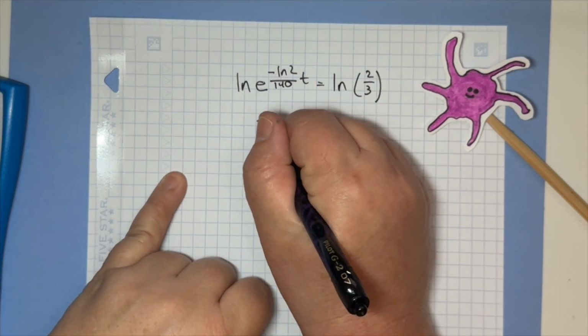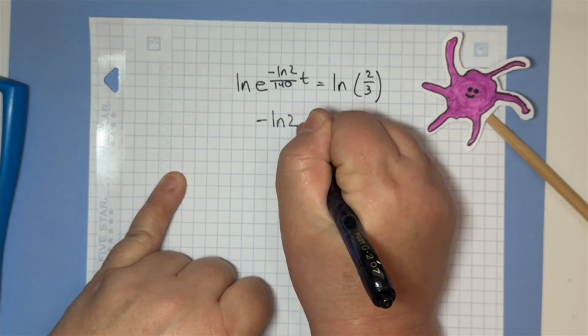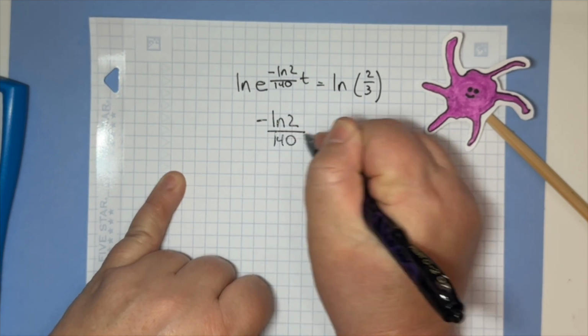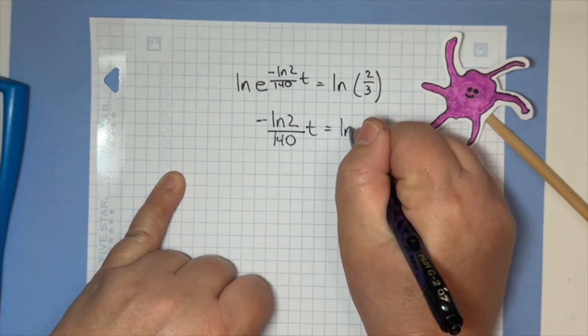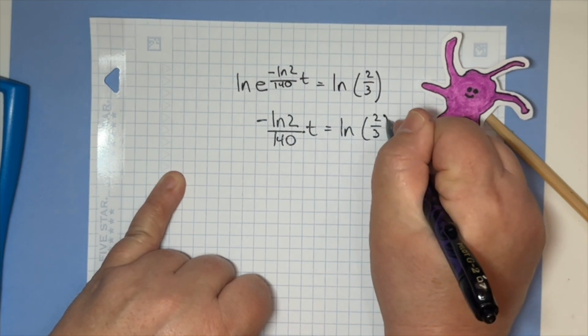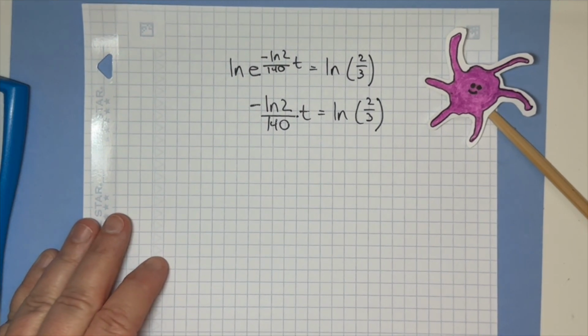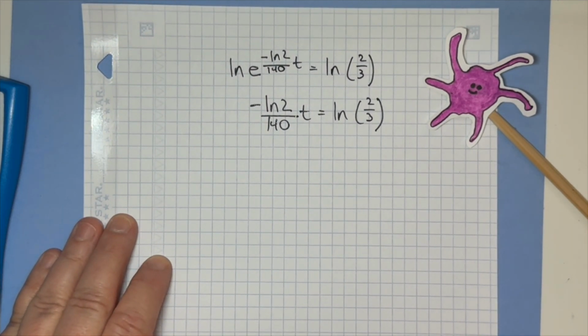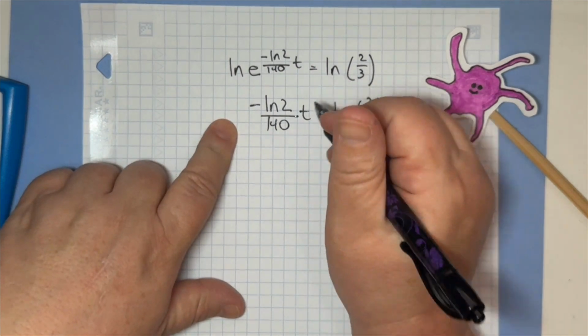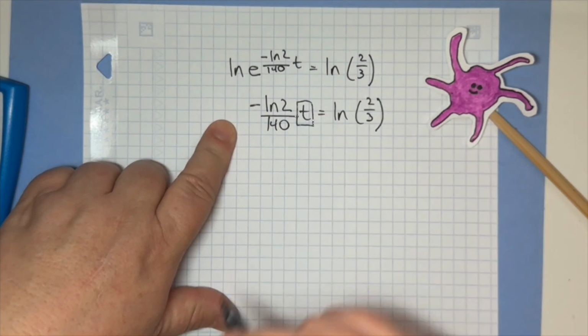Okay, so I get the opposite of natural log of 2 all over 140t equals the natural log of 2/3. At which point, you'd be forgiven if you look at that and go, yeah, this is exactly what I didn't want to have to do in math. And the answer is, yeah, I know. So what do we do? Well, we want to find t. Remember that what we're looking for is t.